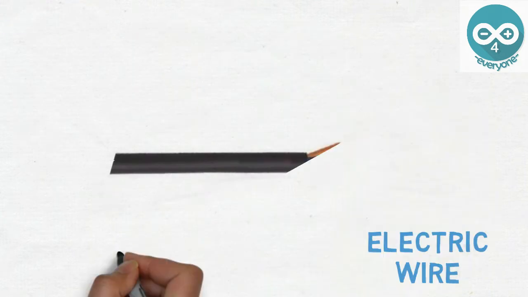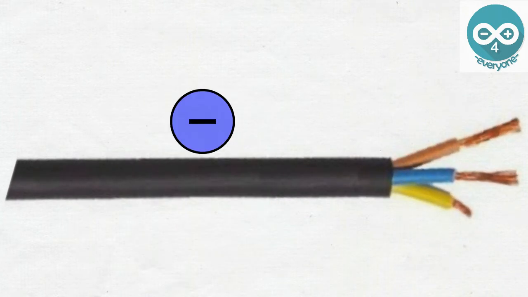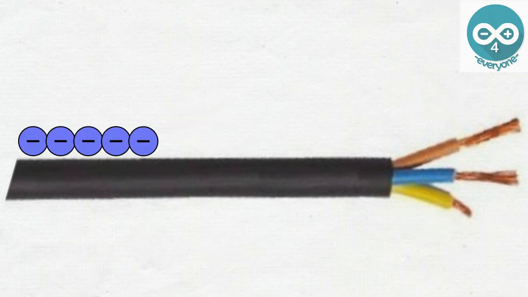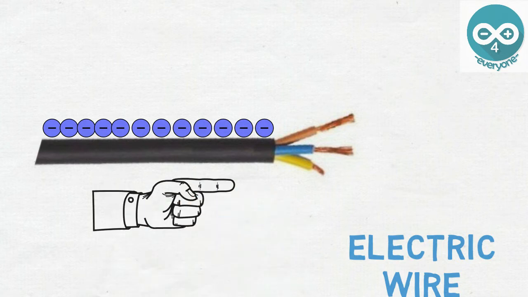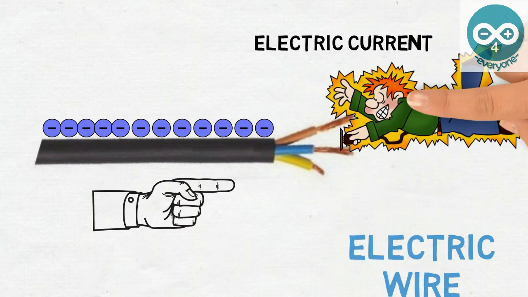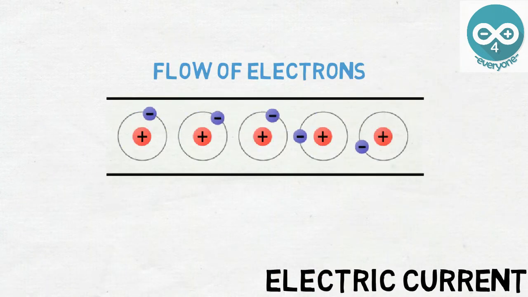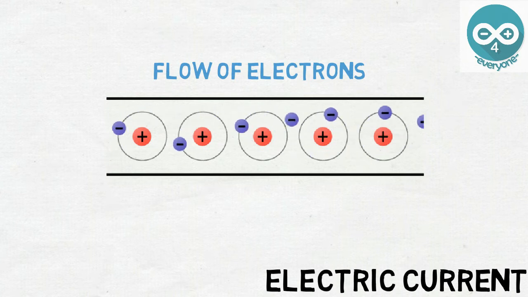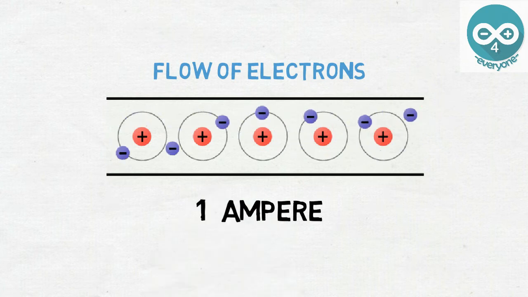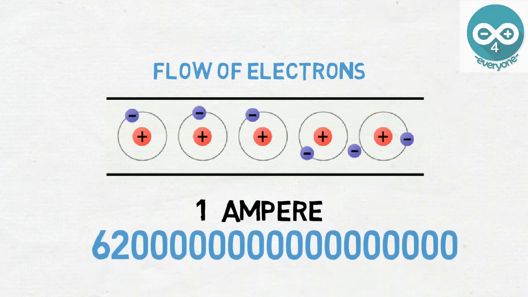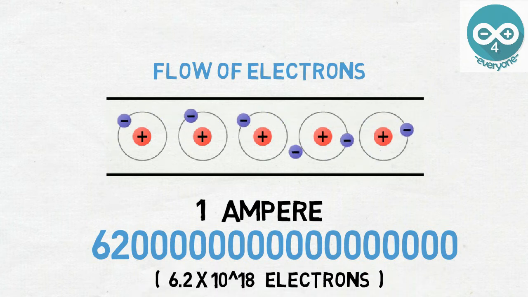Likewise, if you consider an electric wire, it is made up of metal atoms, and each atom has free electrons. So there would be billions and billions of electrons all together. When these electrons move together in a particular direction, electric current is said to be flowing through the wire. So current is nothing but the flow of electrons in a direction, and we can measure current by using the unit called ampere. And 1 ampere is equal to the flow of this many electrons, that is 6.2 into 10 to the power 18 electrons together.